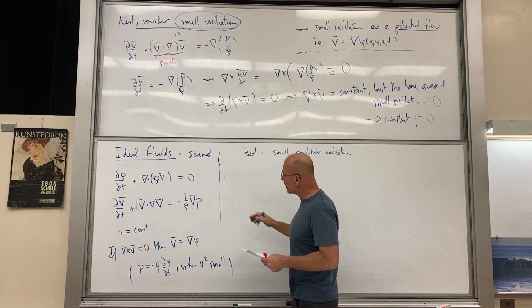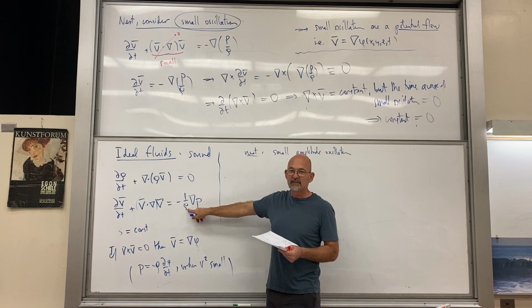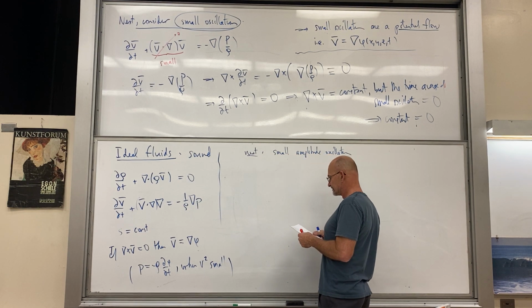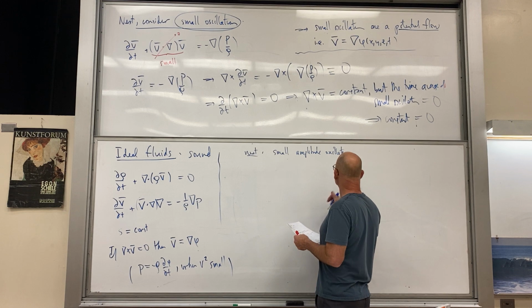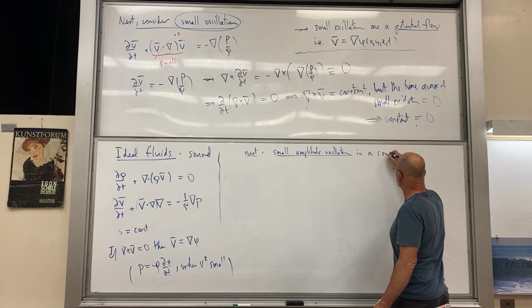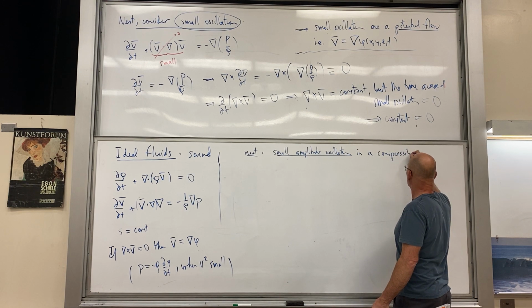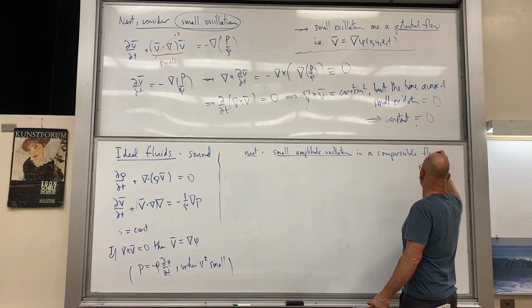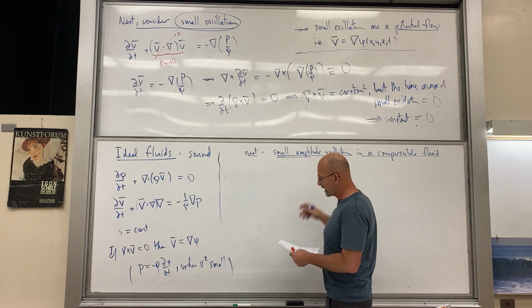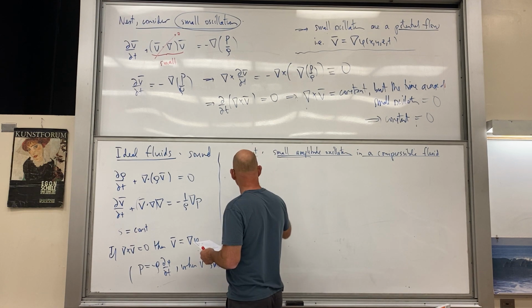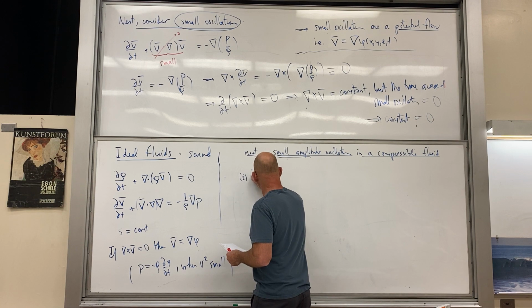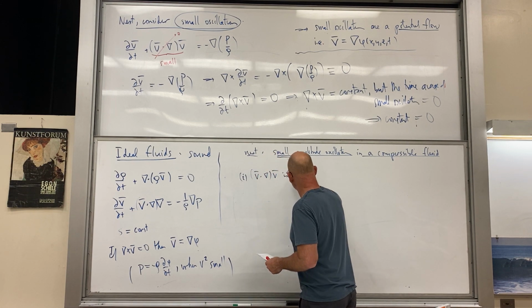Now, one thing to notice is we can't claim constant density. We're going to need density to not be constant. So small amplitude oscillations in a compressible fluid. Because they're small amplitude, of course we get rid of the v squared terms. So first, v dot grad v is negligible.